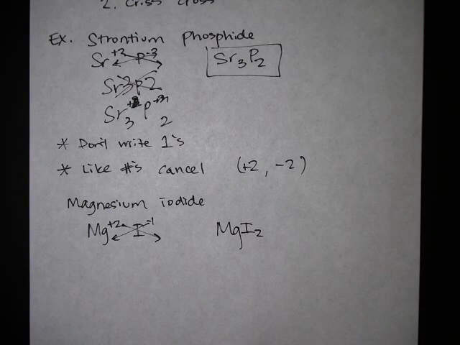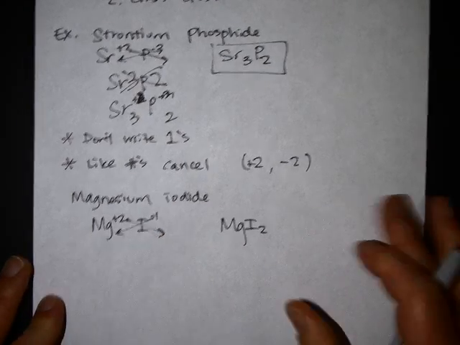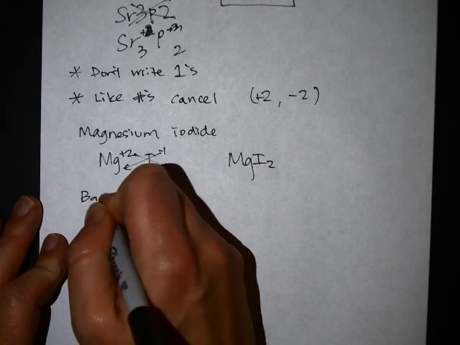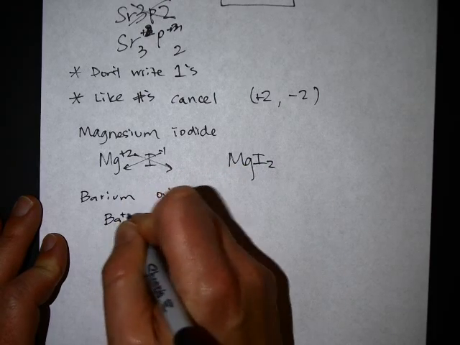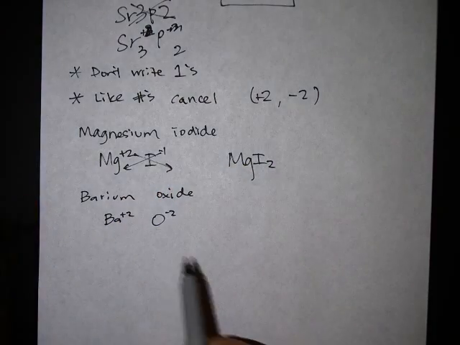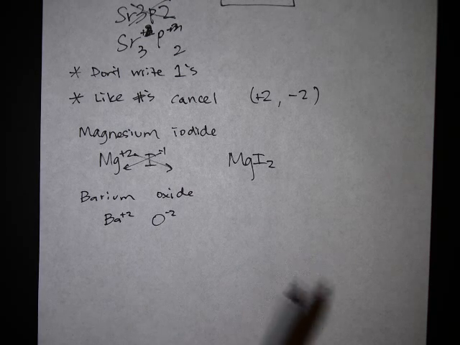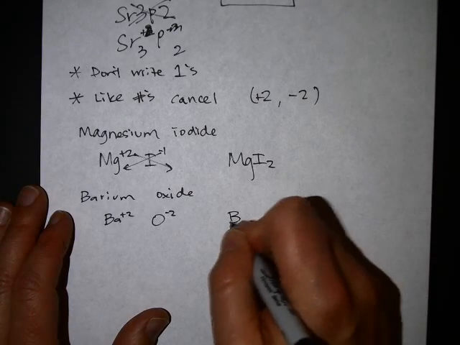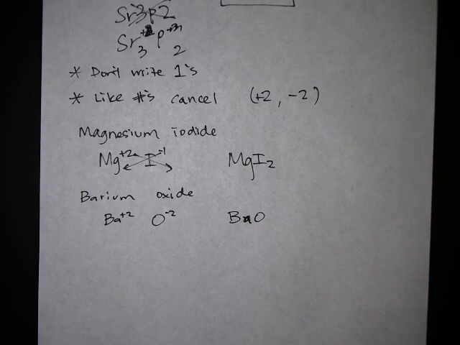Super duper. If it's the same charge, just to show you really quickly what I was talking about with numbers, that would be like barium oxide. Barium is +2. Oxygen is -2. No need to crisscross there. Just recognize that +2 and -2 cancel each other out. So the formula is just BaO.